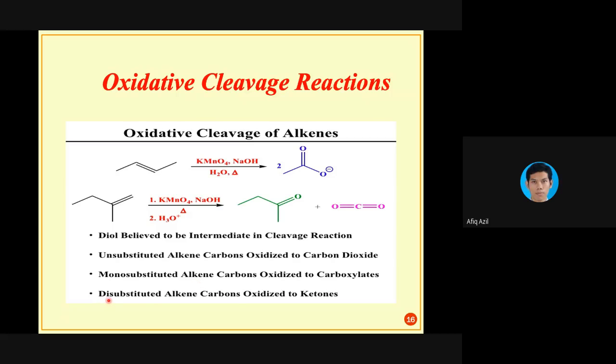Okay, because di-substituted alkene as well. So this part is considered to be di-substituted. Okay, this is unsubstituted. Unsubstituted will give you carbon dioxide, while di-substituted will give you ketone. But the product that you want to have is basically carboxylic acid, or in this case, carboxylate ion. So it must be mono-substituted.